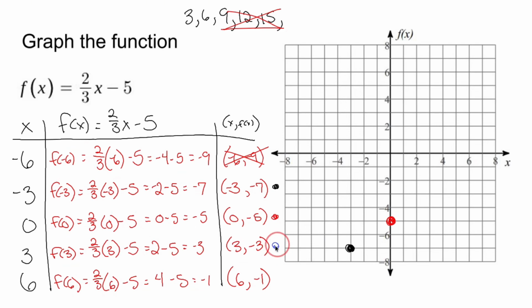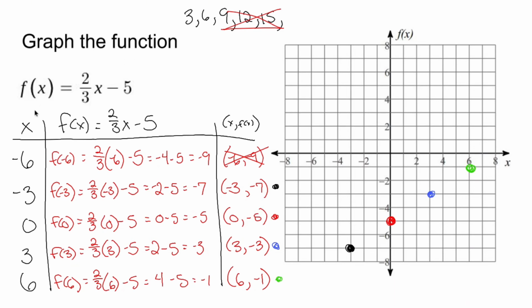3, -3 means start at 0, 0. Go right 3, down 3. Right 1, 2, 3, down 1, 2, 3. Put a dot there. And last but not least, we have 6, -1. So that's right 6, down 1, right 1, 2, 3, 4, 5, 6, down 1. There you have it. Now, what I have are 4 dots that appear to be in a straight line.